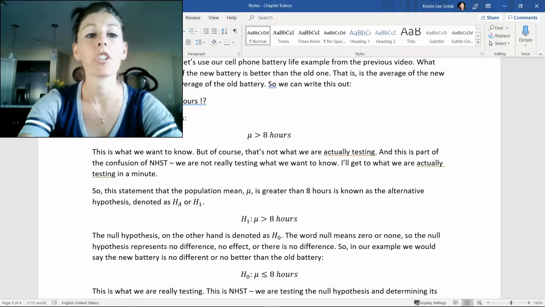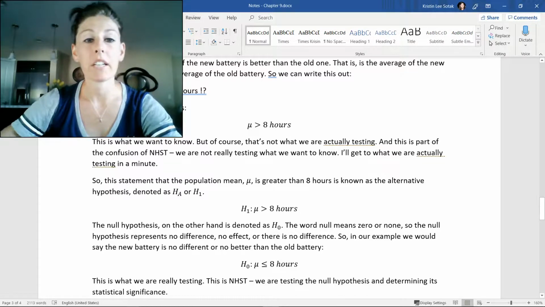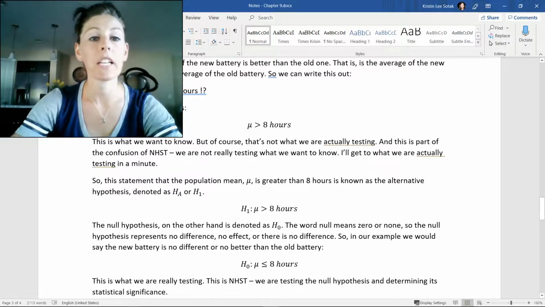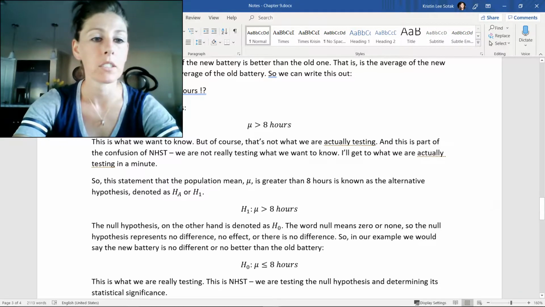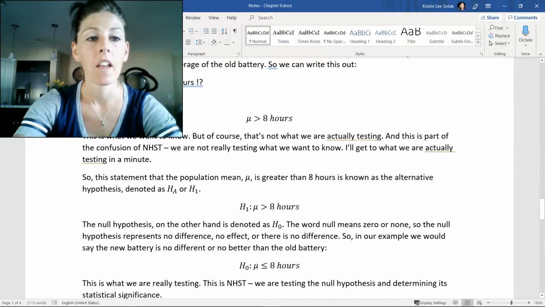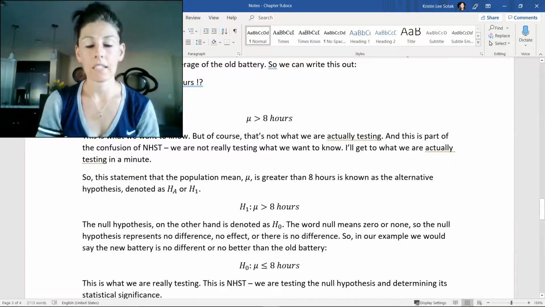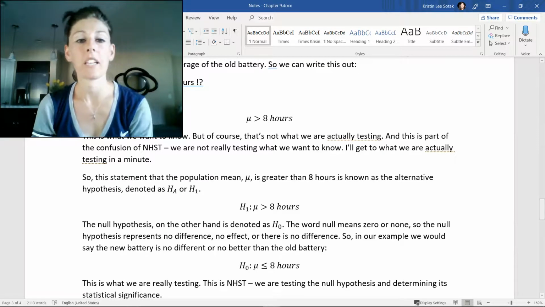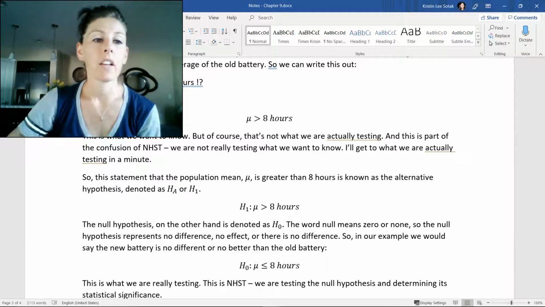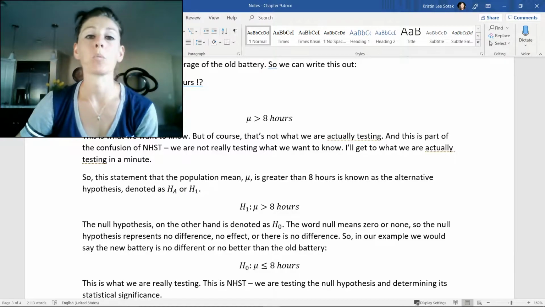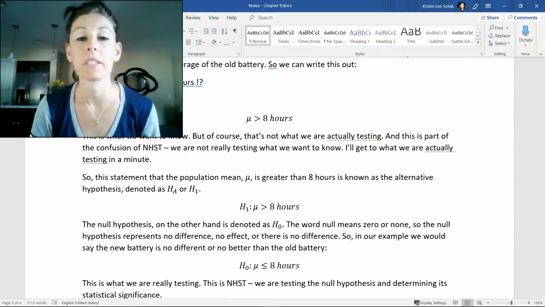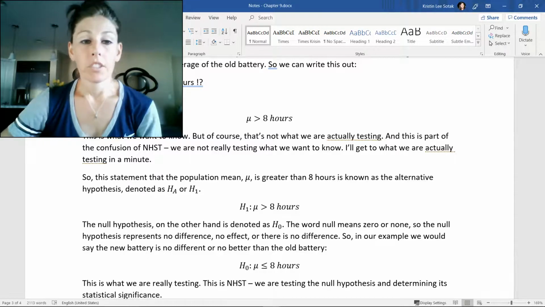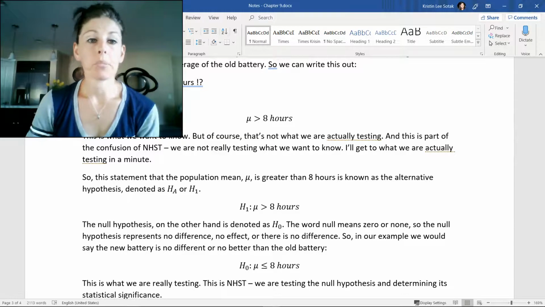That is, the average of the new battery, is it greater than that of the old battery? So we can actually write this out. If you can't see the screen right now because you're driving or listening to this on your headphones or whatever, that's okay. But what we want to know is, is 8 hours and 29 minutes greater than 8 hours? So let's just assume that the 8 hours and 29 minutes, remember, is the average from the sample that we found. So again, that's a point estimate of the population parameter.